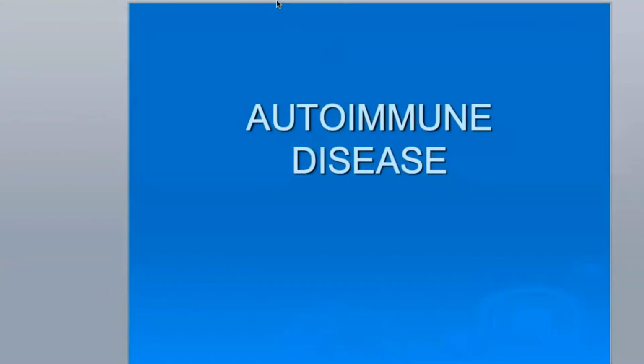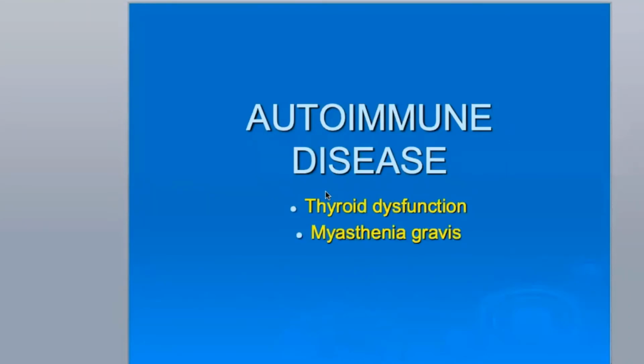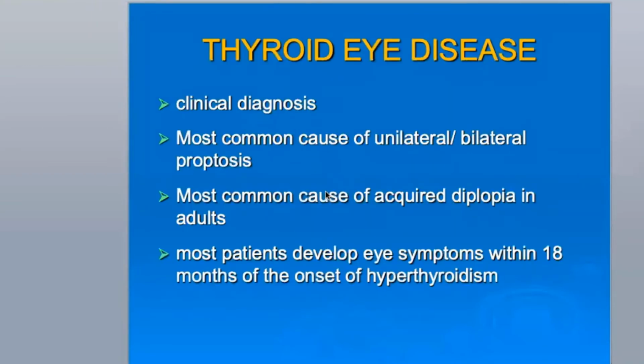Okay. Now we go to autoimmune diseases. And again, there are a lot of autoimmune diseases, but we're going to cover some of the most important ones. We go to your thyroid dysfunction and also your myasthenia gravis. Now, for thyroid eye disease, it is mainly a clinical diagnosis. In our setting in Malaysia, when you have a patient with proptosis, regardless of unilateral or bilateral, it has to be thyroid eye disease until proven otherwise. But proptosis can be caused by a lot of things.